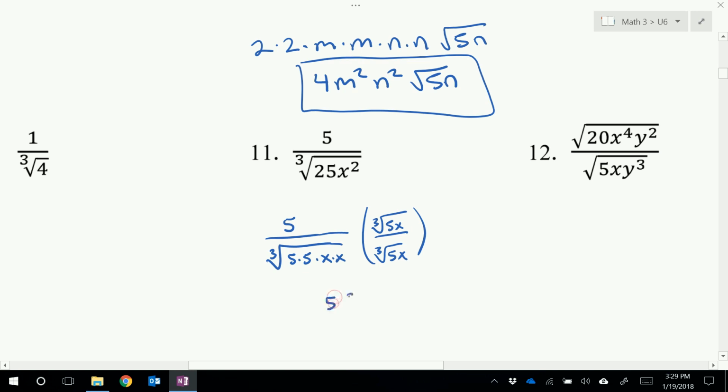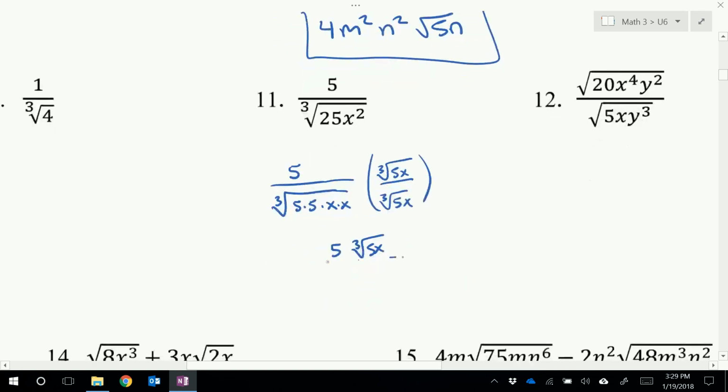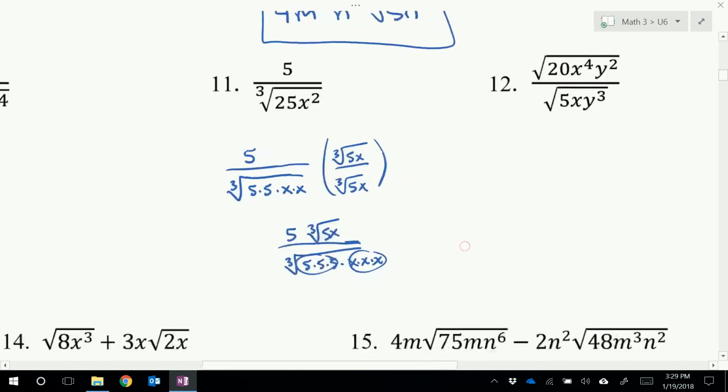And we end up with 5 cube root 5x over cube root of 5 times 5 times 5, x times x times x. So now we have perfect cubes that we can take the cube root of. So 5 cube root x over 5x. And then we can reduce. We could divide by 5 and get cube root x over x.